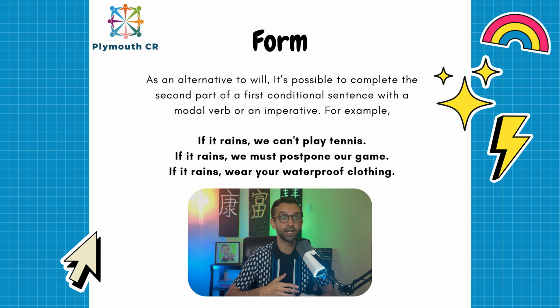And we can also invert it. We can't play tennis if it rains. The second one says, if it rains, we must postpone our game. So in this case, we use the must. If it rains, wear your waterproof clothing. That sentence is an imperative sentence. It's saying you have to do that if the first part of the sentence actually happens. So it is important to remember, yes, we state our condition with the if, and in the second part of the sentence, or the result sentence, we can use modal verbs or we can also use an imperative sentence.